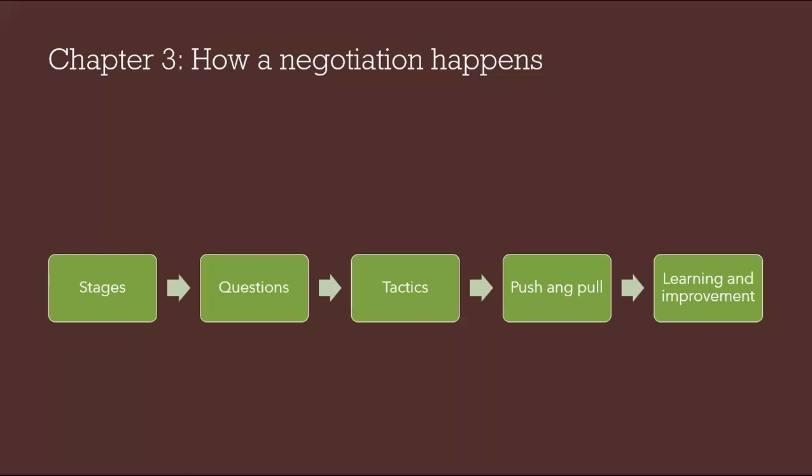Okay, let's come back to chapter 3. In chapter 3, we go through the stages of negotiation, the type of questions we may use in those stages, and tactics, as well as other techniques in negotiation. And finally, we look at how to learn and improve from the previous negotiation.